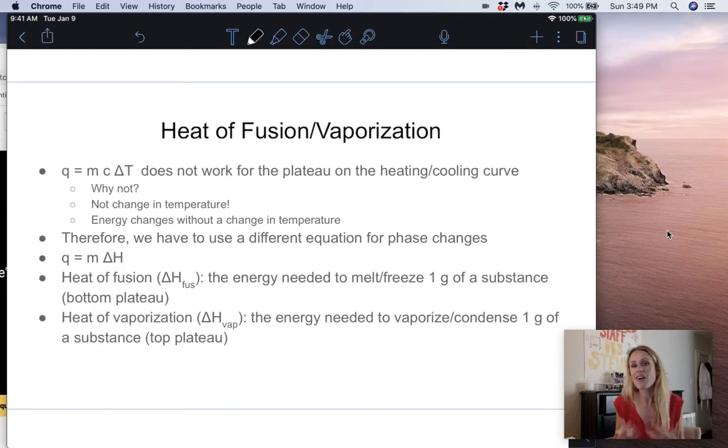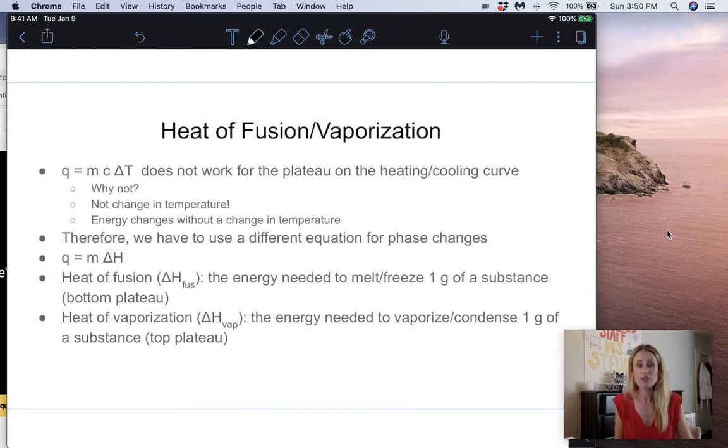But we know that we are adding heat. These substances need energy in order to change phase. They need heat to change phase, but we have no change in temperature. So we can't use this equation. We have to use a different equation for phase changes. So this is the equation that we use for phase changes. Q is equal to m delta H, where delta H is our enthalpy term.